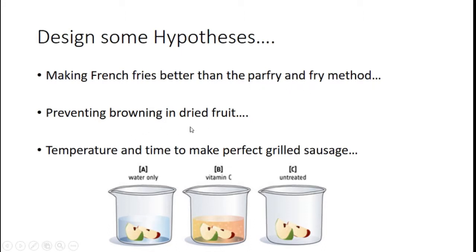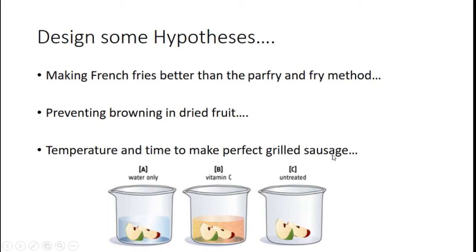Perhaps it's browning and dried fruit. This graphic down here is going to give a good example. We have water only, with vitamin C, and untreated. So we have, and we'll talk about this in a moment, a negative control, positive control, and some other treatments. We're looking at all of these variables that could be impacting.